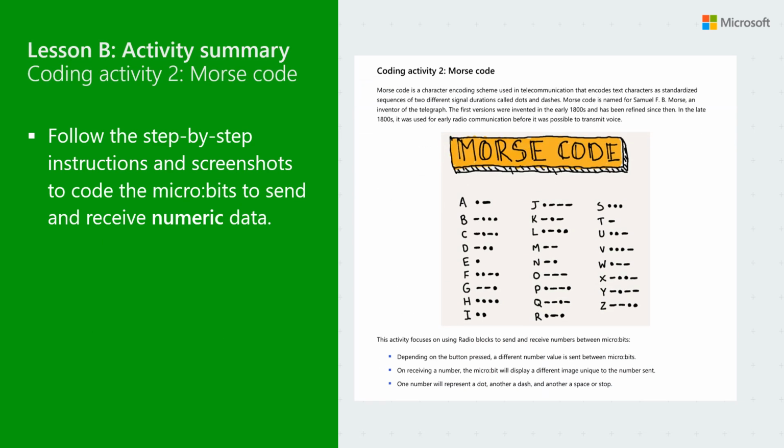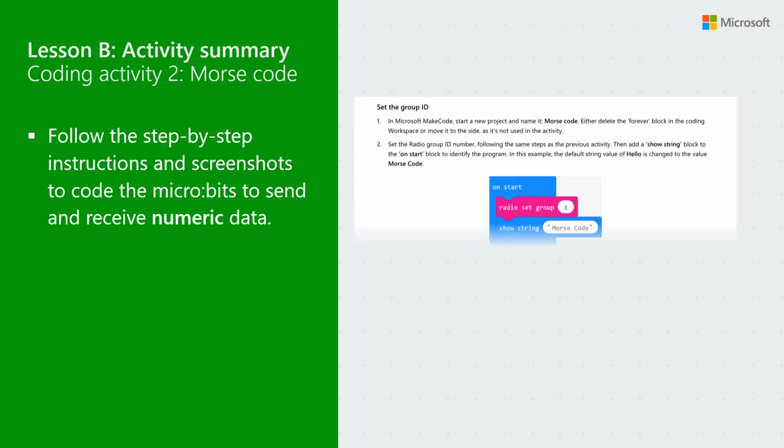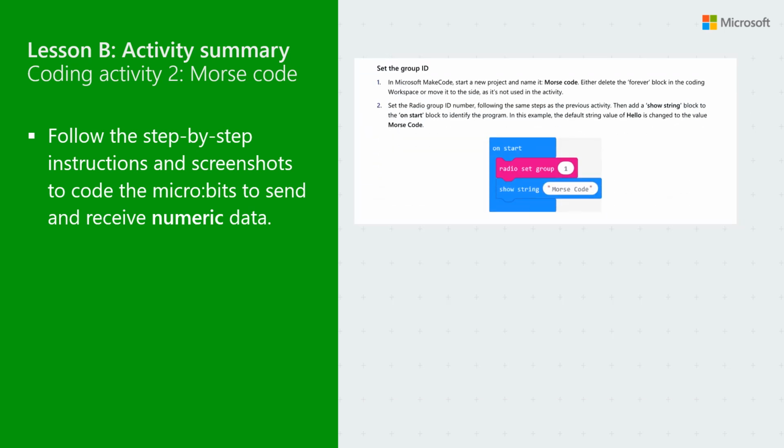Now the second activity is called Morse code. The idea is you are using the microbits to send and receive numeric data to simulate Morse code. And again, you'll want to set the group ID so that the student signals don't conflict with each other.